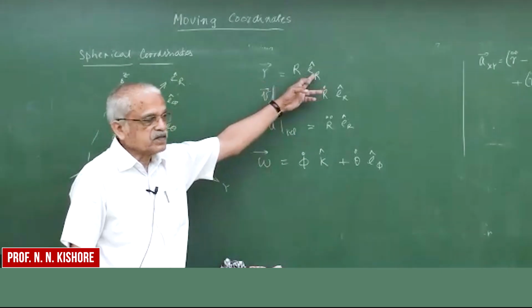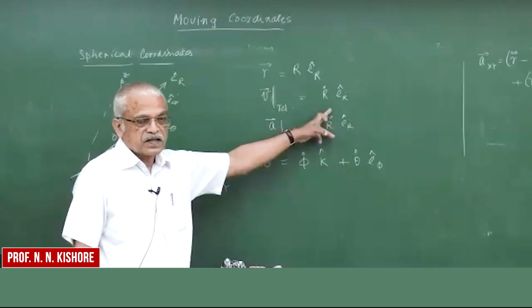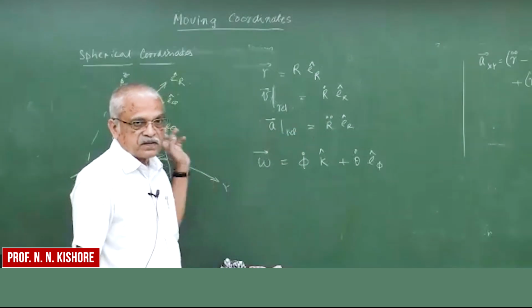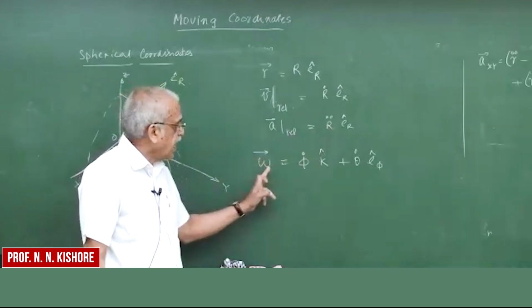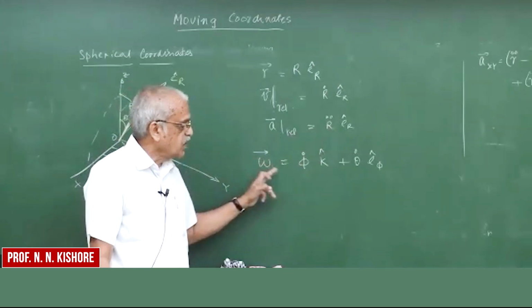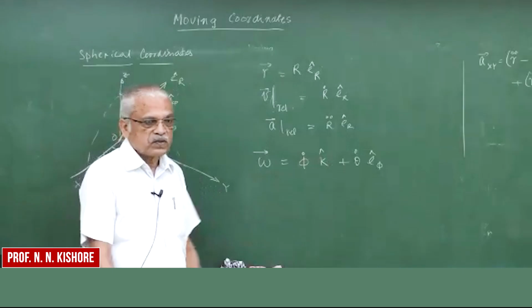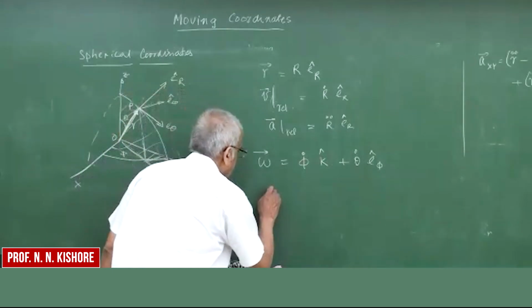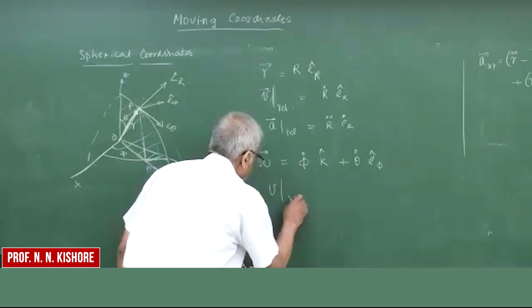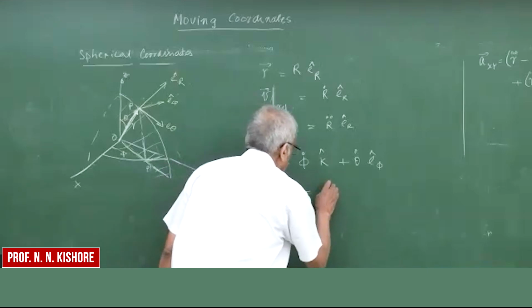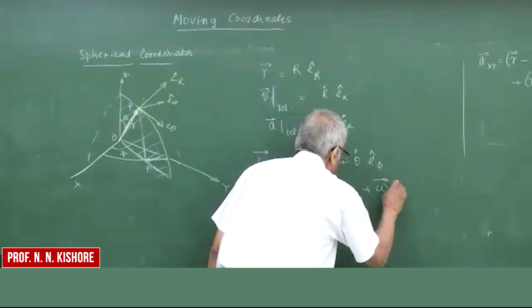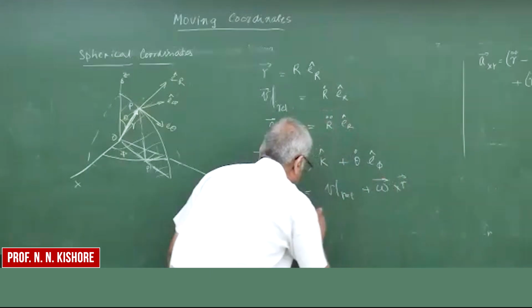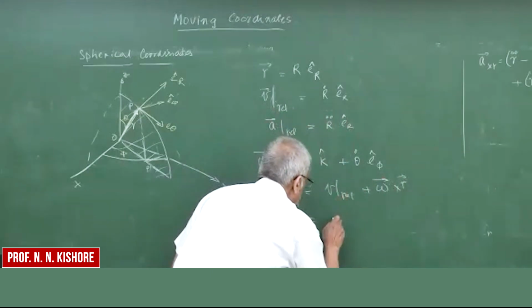So this is the position vector. This is the velocity relative to the rotating coordinate system. This is the acceleration relative to the rotating system, and this is the angular velocity of the rotating system. So you can definitely find out the velocity, which is nothing but V rel. So I will not do anything here.